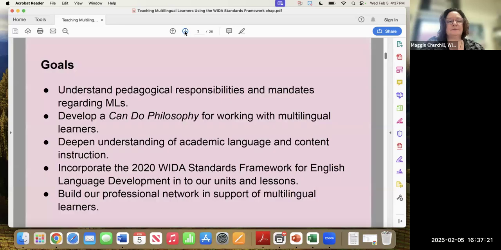Okay, so we are going to be talking about our responsibilities and new mandates around teaching multilingual learners in New Jersey, developing the can-do philosophy, talking about academic language and content and how it is showcased throughout the WIDA standards framework, and ways that we can incorporate that into our units and lessons that we use.